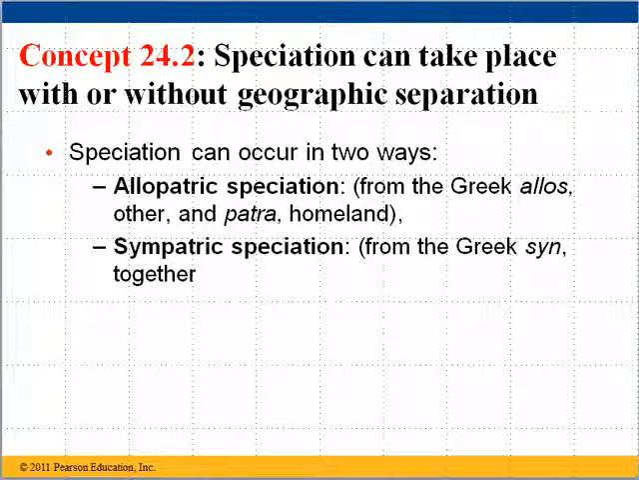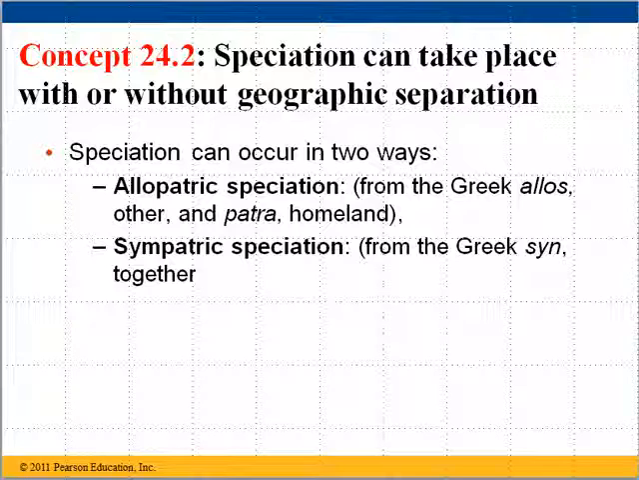Speciation can occur in two ways. Allopatric speciation. The word allopatric is from the Greek allos, which means other, and patra, which means homeland. So allopatric is usually thought of as other land or other country speciation. And then the opposite of that, or the flip side of that, would be sympatric speciation, from the Greek syn, together. So same country or same land.